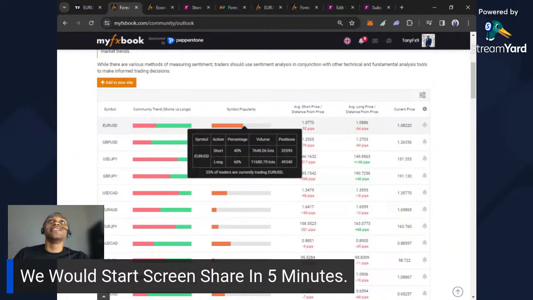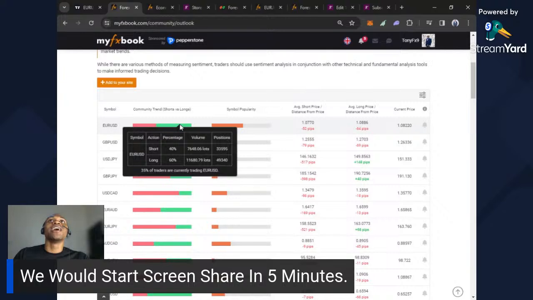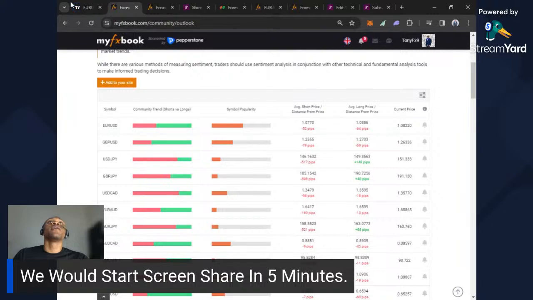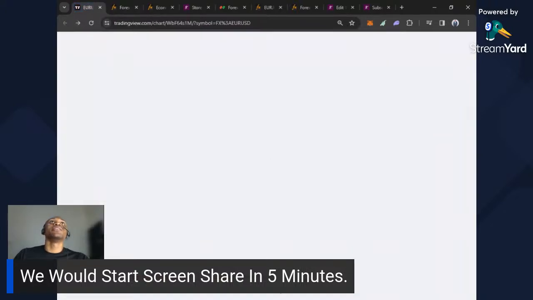You can see it is one of the most traded currencies. About 35% of traders are currently trading Euro USD. So we're still on the right track since our bias is for the buy side for Euro USD. But I told you guys the market is going to move down a bit because we expect DXY to move up. After DXY, Euro USD moves down a bit, then it will start moving to the upside. So that's what I anticipate for Euro USD.